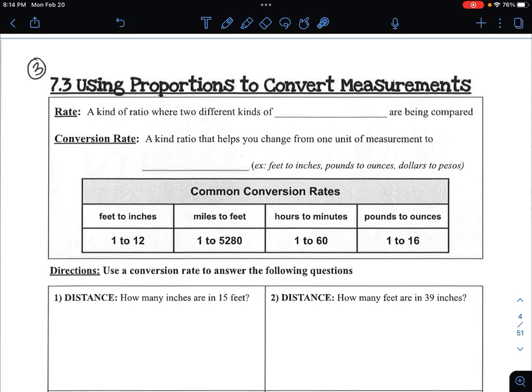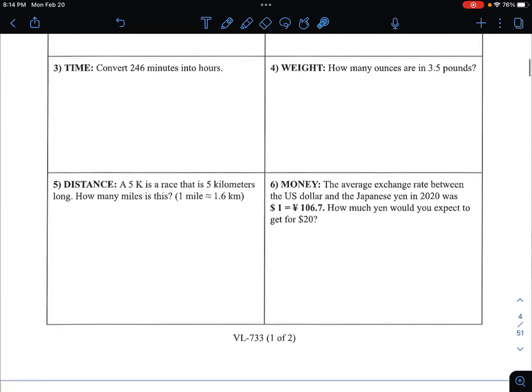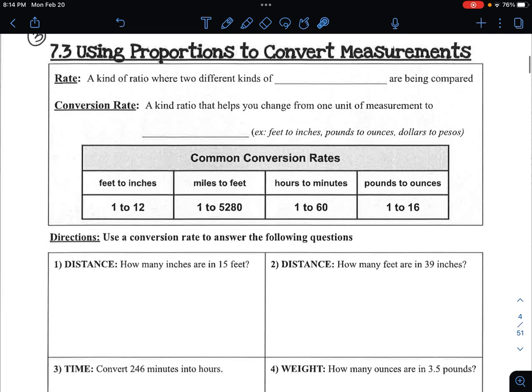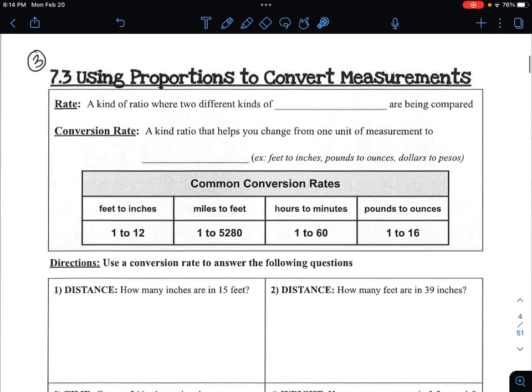In this video, we are going to learn about using proportions to convert measurements. This set of notes is VL-733. Let's begin. So it starts off with some vocabulary.